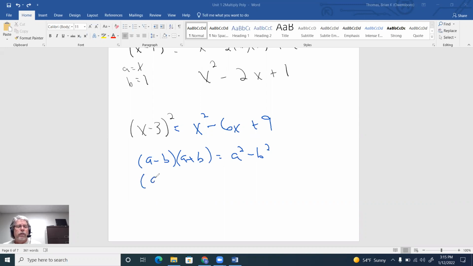You also have the perfect square, (a + b) squared. If it looks like that, then your answer is going to be a squared plus 2ab plus b squared. And if we have (a - b) squared, you're going to have a squared minus 2ab plus b squared. So those are some formulas that you can apply if you have a strong memory with math.